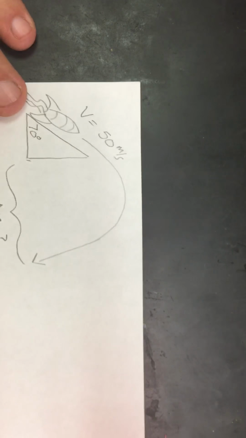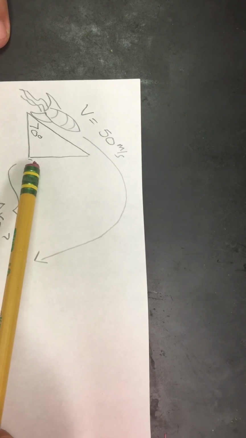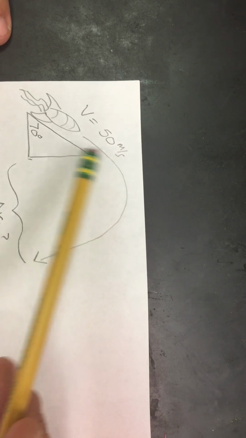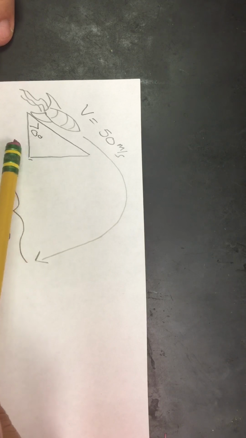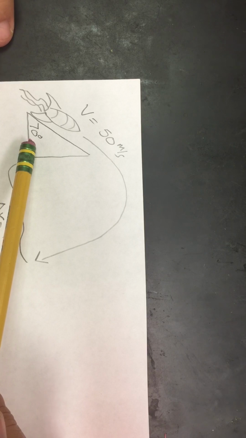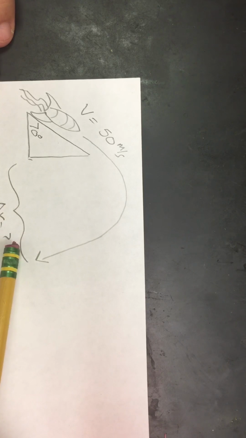One more example like that. We have a rocket that's being launched at 50 meters per second, about 100 miles per hour, and the angle is 70 degrees. We want to know the range.